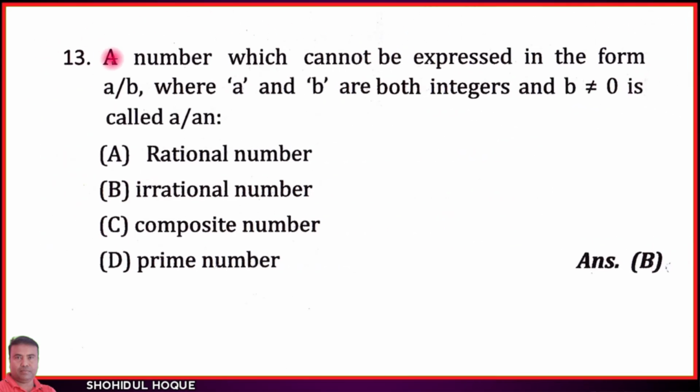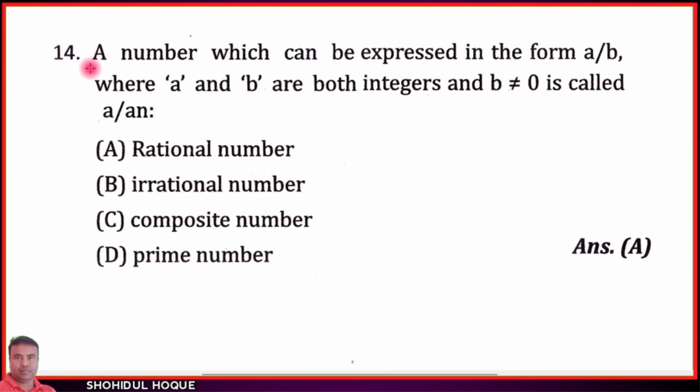Next question number 13. A number which cannot be expressed in the form of a by b, where a and b are both integers and b not equal to 0, is called a what? Option A, rational number. Option B, irrational number. Option C, composite number. Option D, prime number. Correct option B, irrational number. Remember, a number which cannot be expressed in the form of a by b or p by q is always an irrational number. Alright.